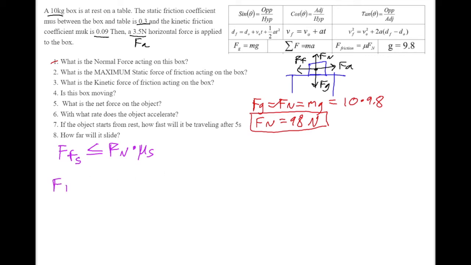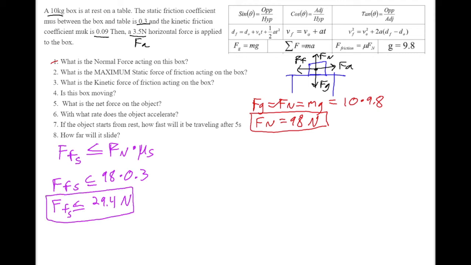So we find out that force friction, if we plug in our numbers, is less than or equal to 98 times 0.3. So that would give me a force of static friction that is 29.4 newtons. But this doesn't make any sense. And the reason why it doesn't make any sense for our answer is because we can see up here that we're only applying a force of 3.5 newtons. We can't have more friction than the applied force if the object's at rest. That makes absolutely no sense. So this is where this part of the equation is going to come in handy.